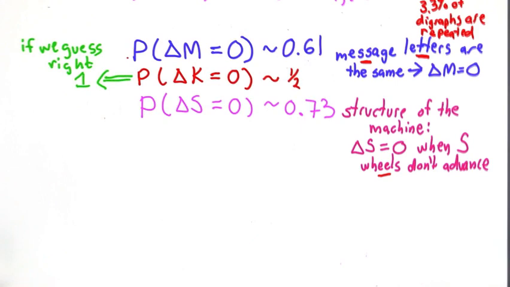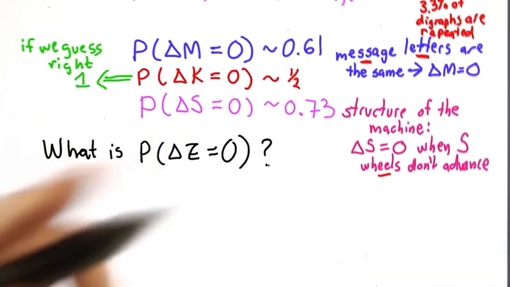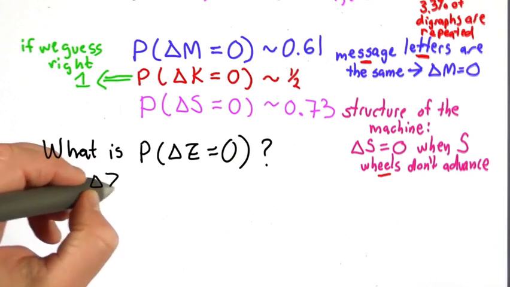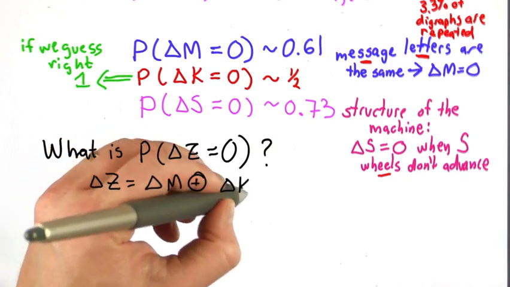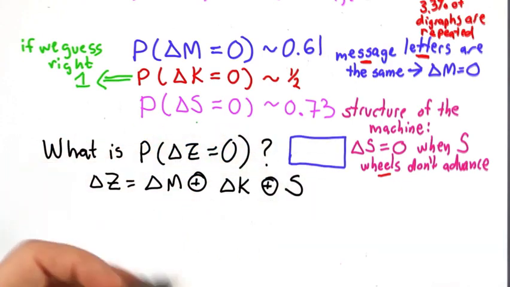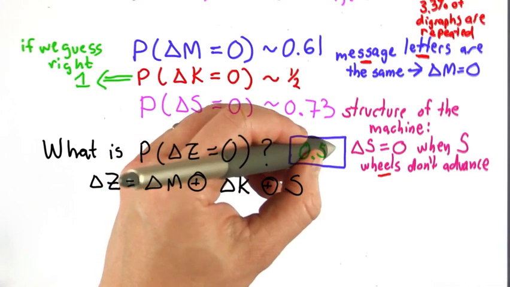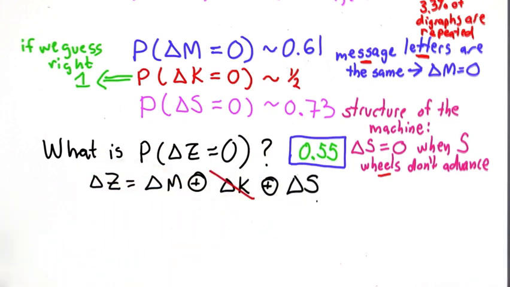So in order to tell if we guess right, we need to know that the probability of the ciphertext bits, when we guess right, the probability of delta z being 0 will be different from 1/2. So the question is, what is the probability delta z is 0 when we guess right? And remember that delta z is the XOR of delta m, delta k, and delta s. To solve this, you need to think about all the different things that would make delta z equal to 0 and compute their probability. The key is 0, so we can cancel that out. We're left with delta m XOR delta s.